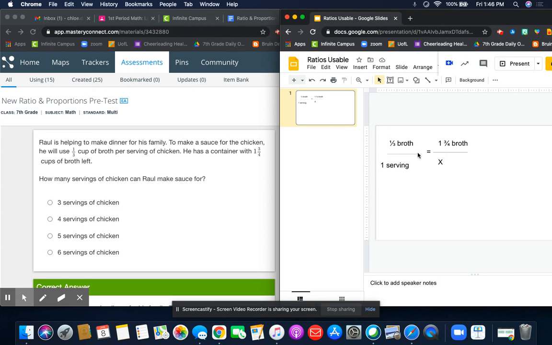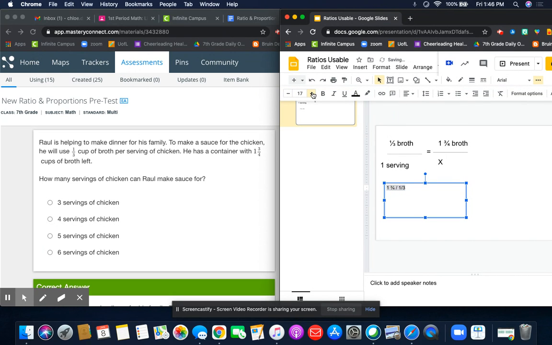So we do 1 3/4 times 1. Anything times 1 is just itself. And we end up doing 1 3/4 divided by 1/3. That's a lot of division. That's a lot of fractions. I will just be point blank: that's not a pretty math problem. That's an ugly math problem.